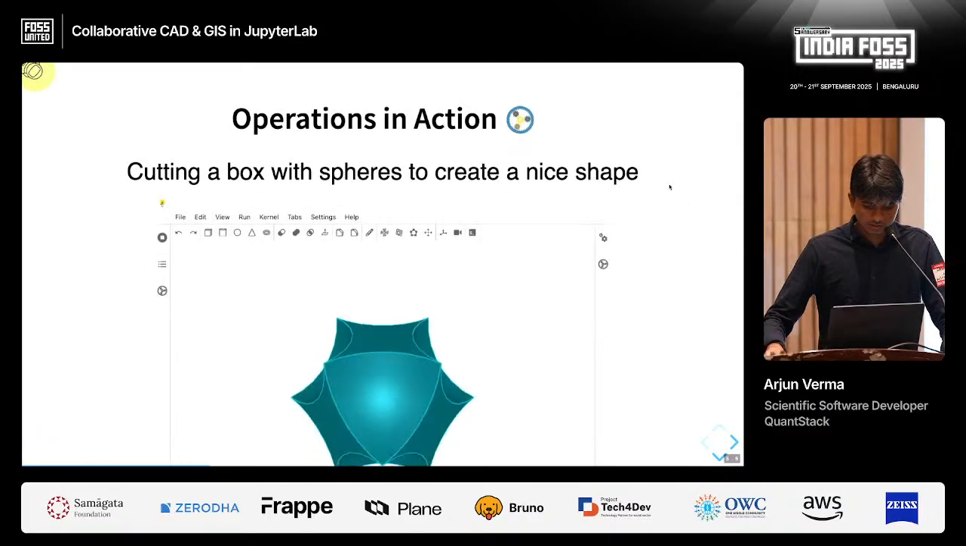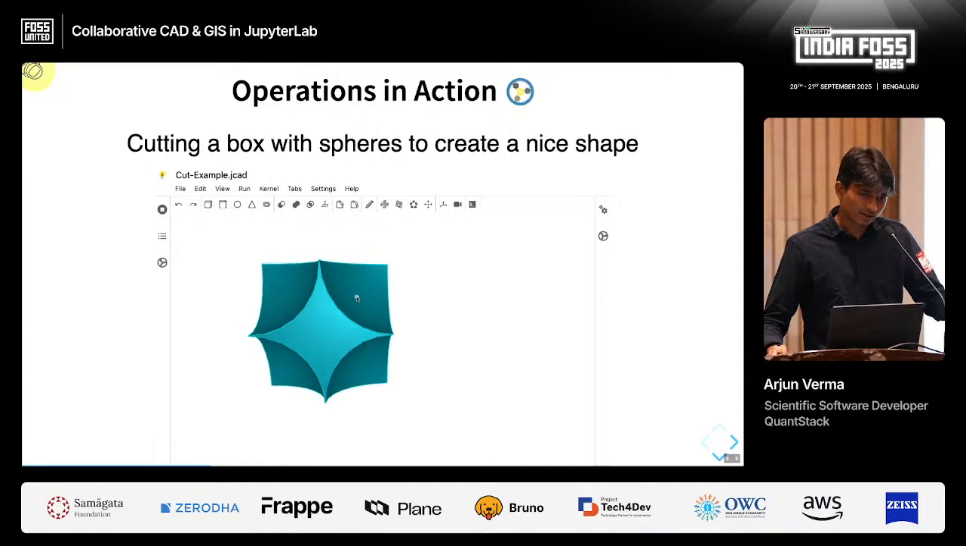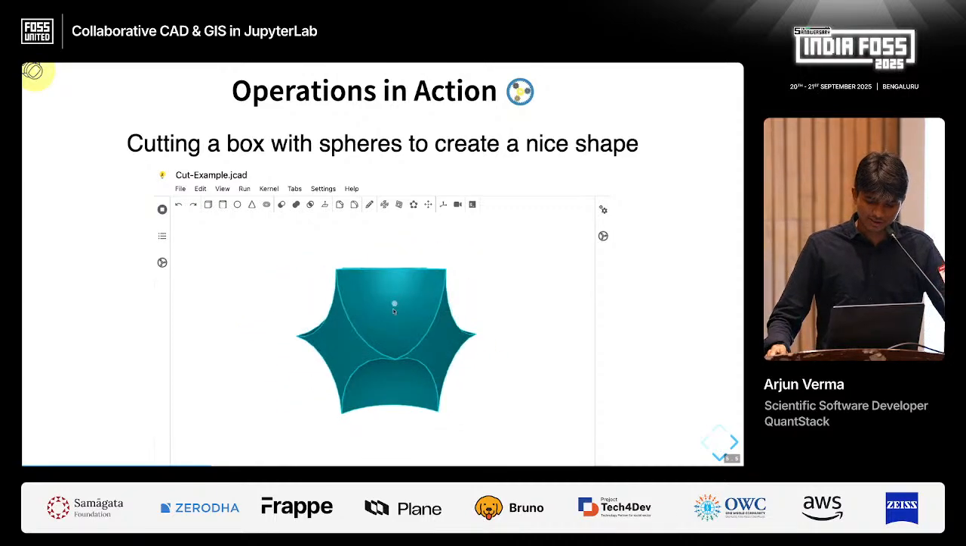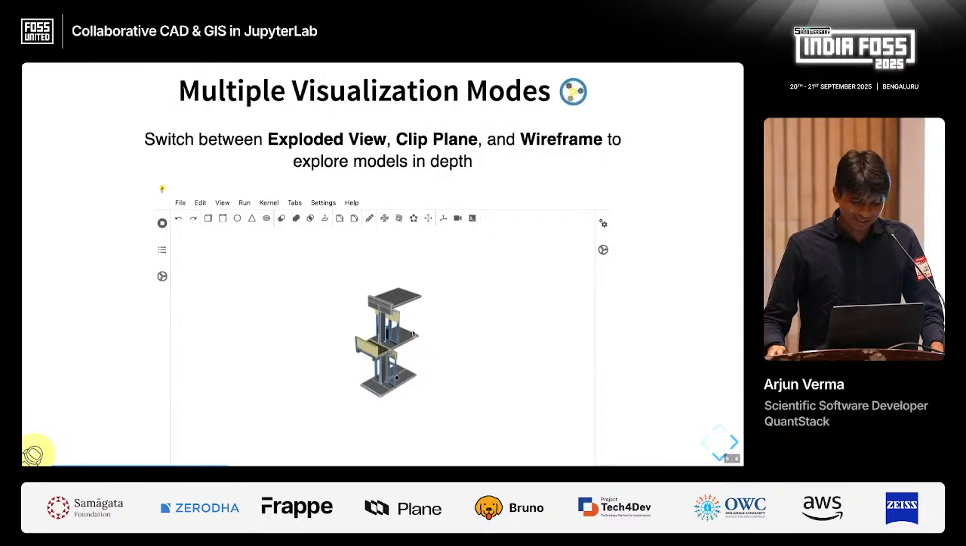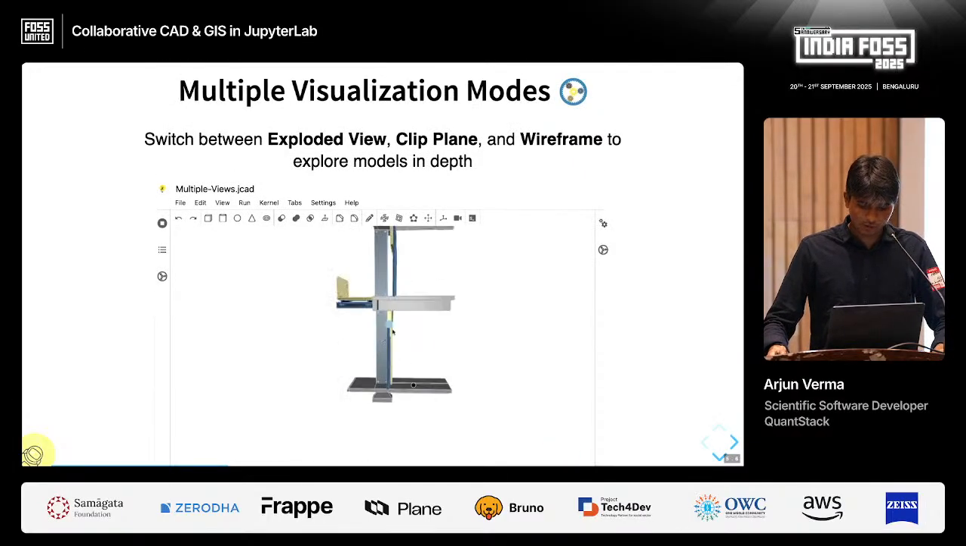Let's see next. It is a nice example. A box has been cut 8 times maybe with a sphere, and now it looks good. And you can do a lot more. I'm not a CAD expert, that's why I'm just showing very basic things. But yeah, there is this complex model.